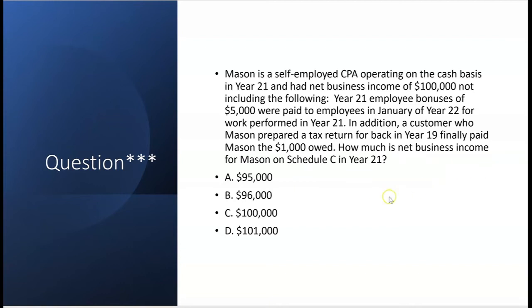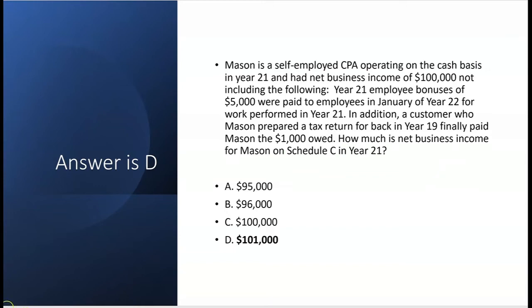So how much is net business income for Mason on Schedule C in year 21? The answer is D, $101,000.